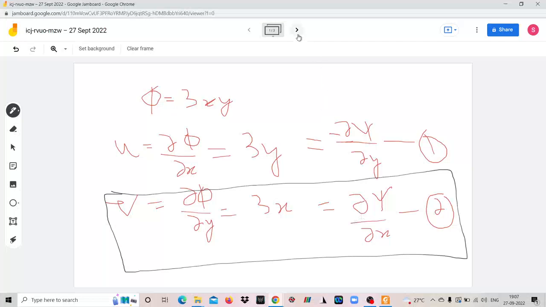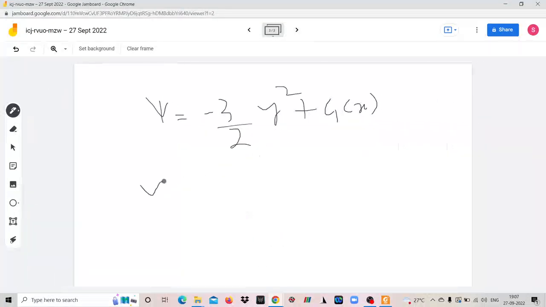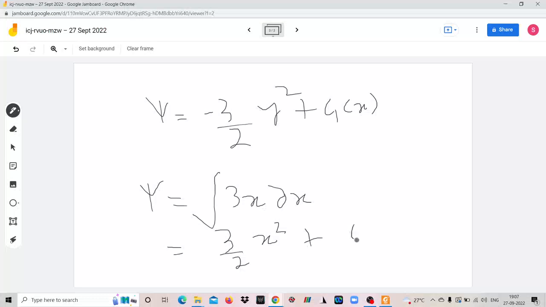Now similarly, if you take the other equation, that is equation number 2, from this what will be the value of psi? Value of psi will be integration of 3x delta x, and this will be 3 by 2 x square plus c2, which may be a real constant or it may be some function of y, because we are integrating with respect to x.